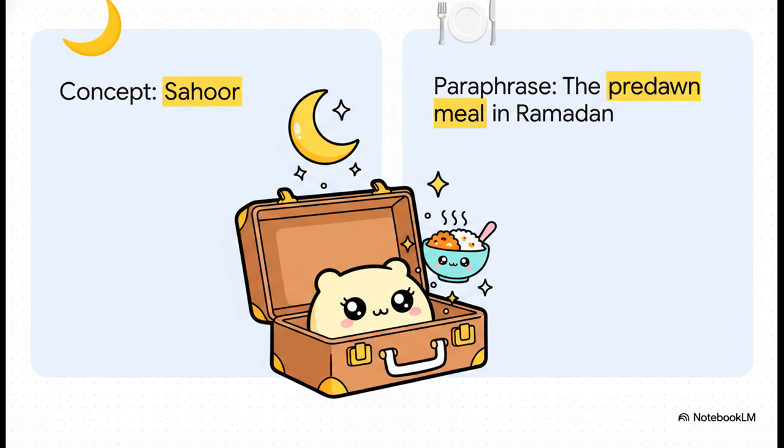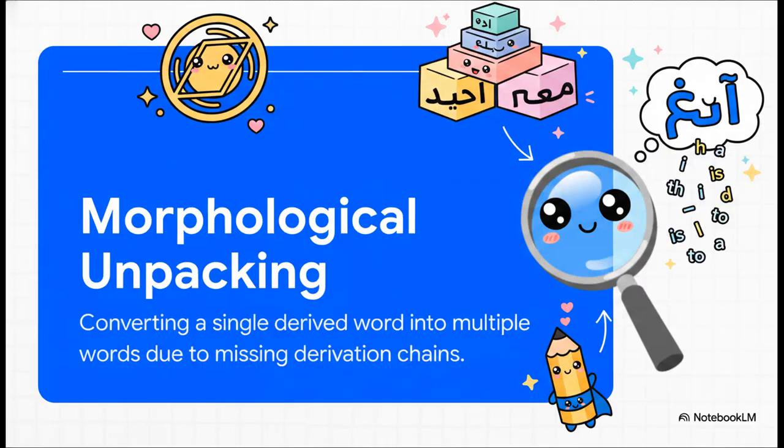Sahur is just one single word in Arabic, right? But it carries the heavy weight of a very specific religious and cultural practice. By paraphrasing it as the pre-dawn meal in Ramadan, you ensure the English reader fully grasps the context. You aren't just translating the word, you're translating the entire concept. Okay, let's move on to our next tool and see how this builds on the idea of structural differences.